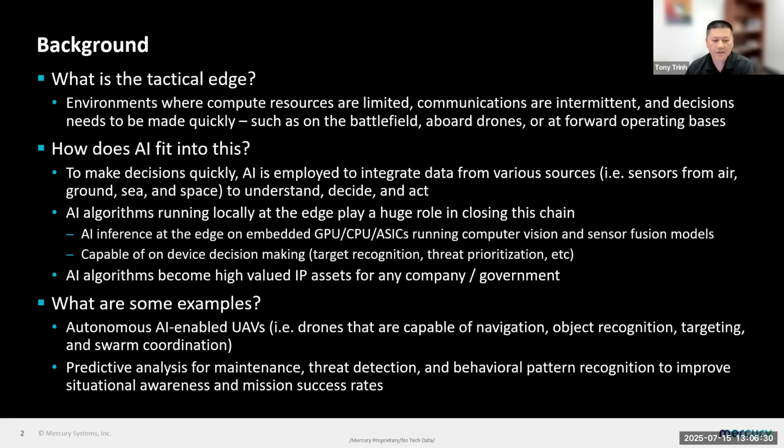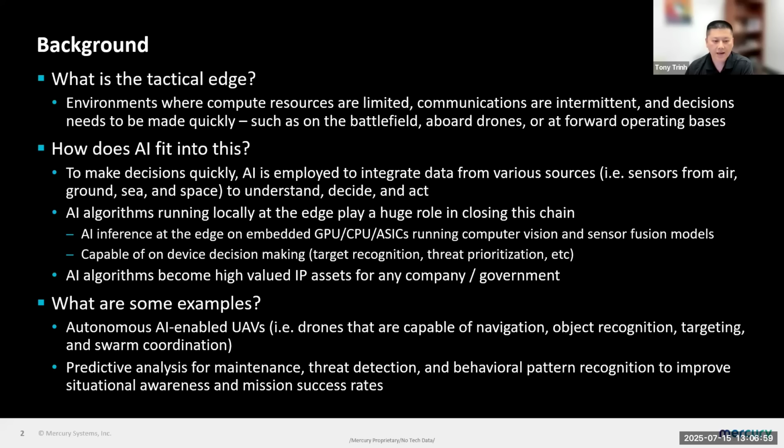And a lot of these edge platforms are commercial in nature. Things like GPUs, CPUs, and ASICs are running AI inference algorithms at the edge, so that it can do computer vision, sensor fusion models, things like that, and be capable of making active decisions on the target rather than sending data back to the ground or sending data back to a battle center to make decisions, and actually making those things more organic onto itself.